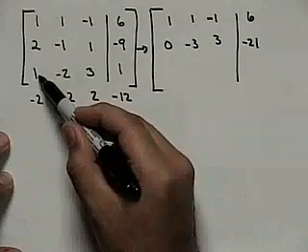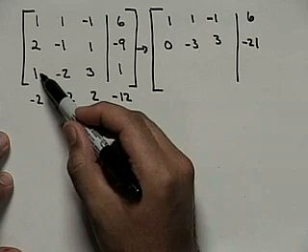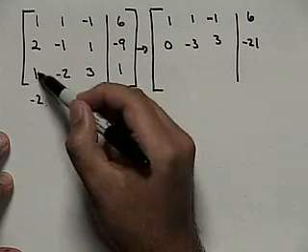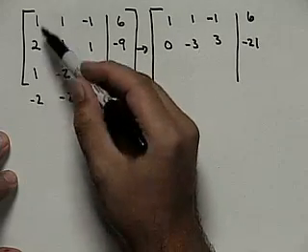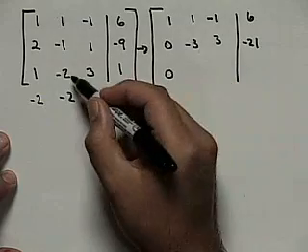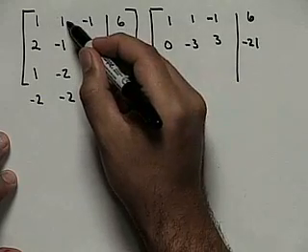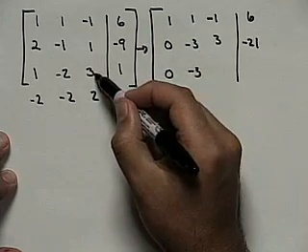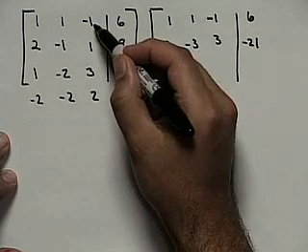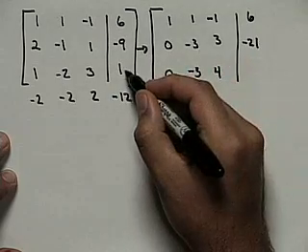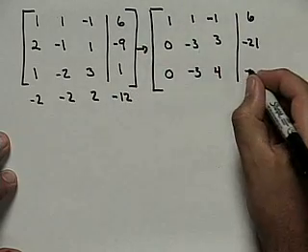Next, what we want to do is get a 0 in this position. So this time we'll subtract the top row from the bottom row. And that will result in a 0 here. So 1 minus the 1 from the top row gives us a 0. Negative 2 minus the 1 from the top row gives us negative 3. And then 3 minus the negative 1 gives us 3 plus 1, which is 4. And then 1 minus 6 gives us negative 5.